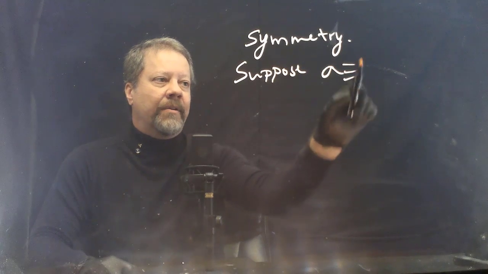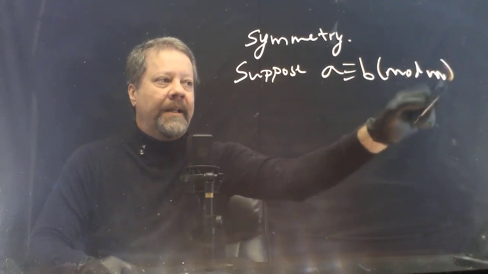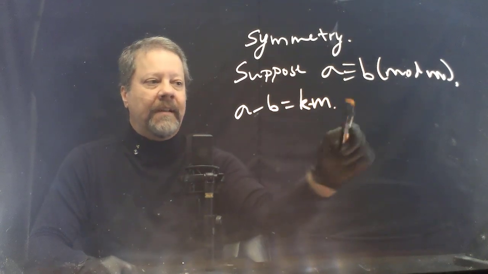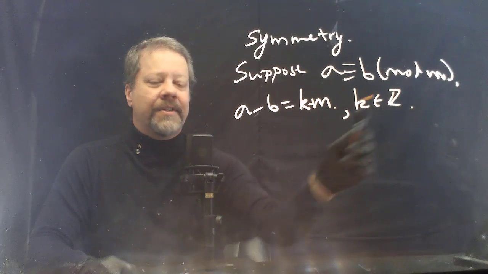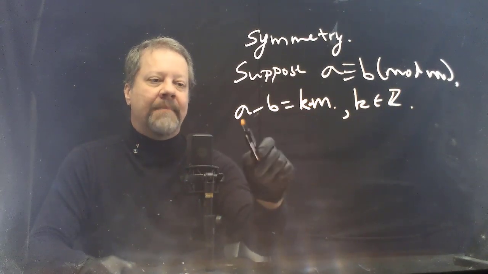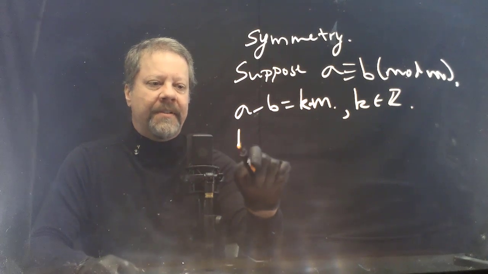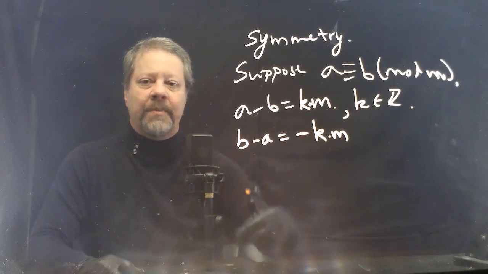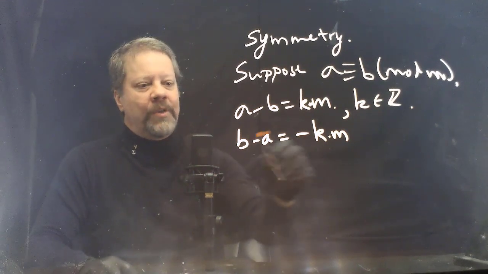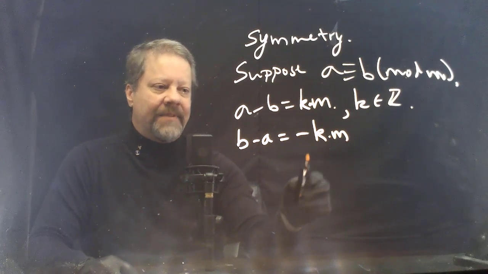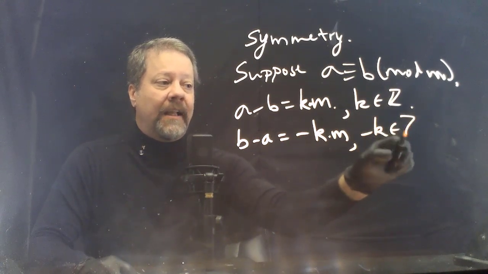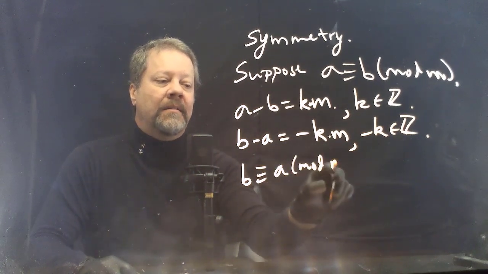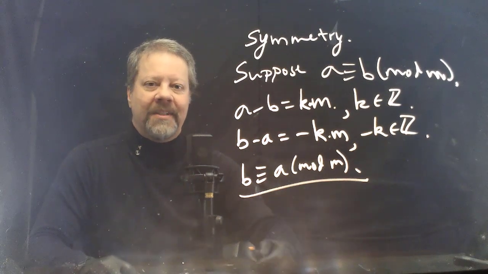So to check symmetry, suppose A is congruent to B mod m, which means that A minus B is equal to k times m for some k in the set of integers. So what happens if I reverse this? When you reverse a subtraction, you generate a minus sign, which means B minus A will be minus k times m, where negative k is still an element of the set of integers, which means that B is congruent to A mod m as well. That gives you symmetry.